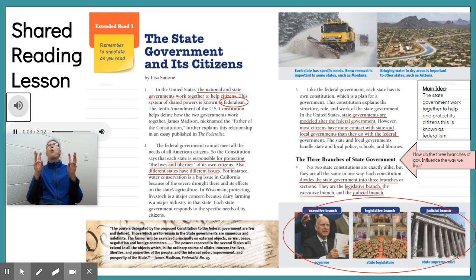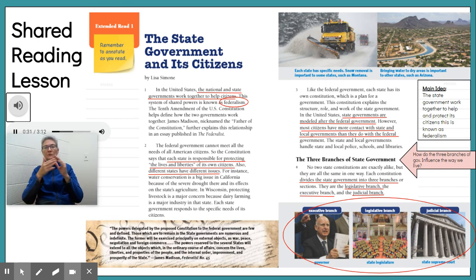Wow, that was a lot of information about the state government and its citizens. I want to break it down and get some key details and find a main idea for each section that I'm reading so I can really understand it and dive deeper. When I first started reading this, I noticed the first few paragraphs were almost like the introduction of the article, The State Government and Its Citizens.